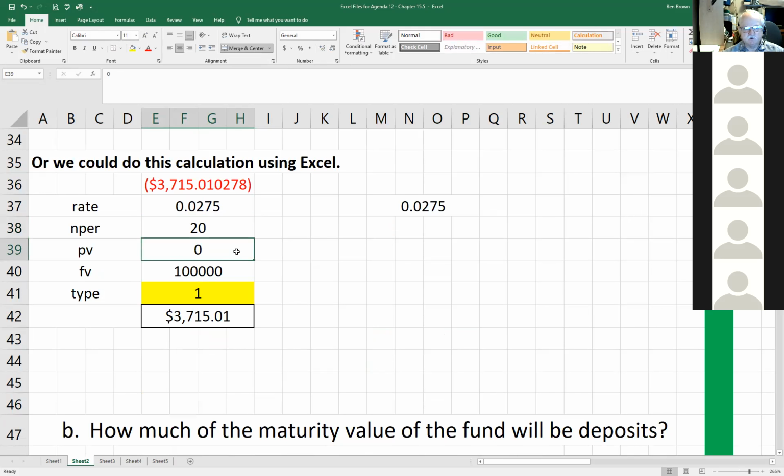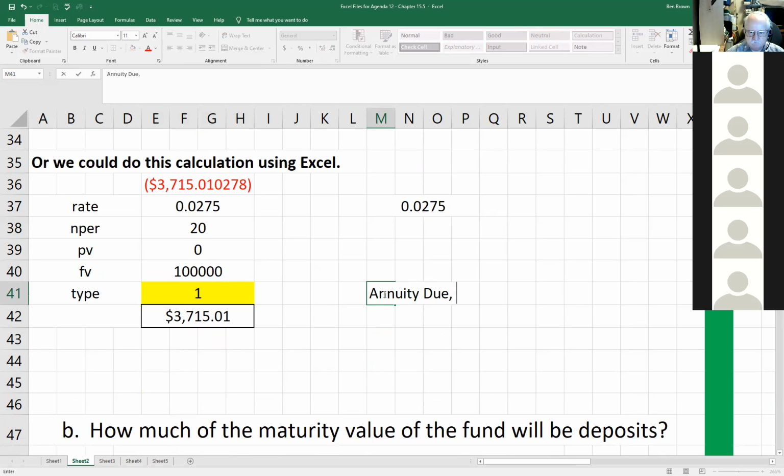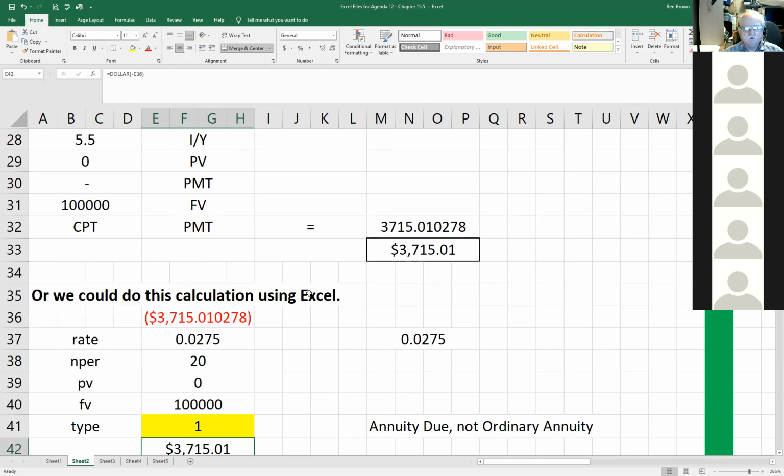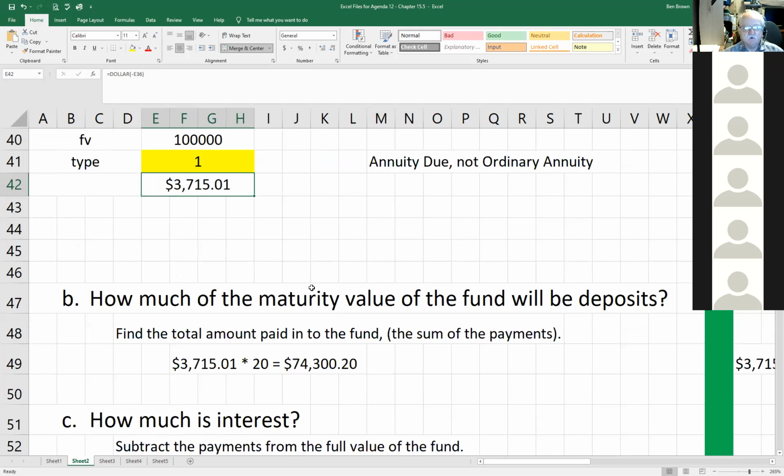Present value is still 0. The future value is still 100,000, but the type has to be 1 because this is annuity due, not ordinary annuity. So if we plug those in correctly into Excel, we should get this value here, and then we're going to throw the negative away anyway. And that's the same number we got by our other 2 methods of calculating.